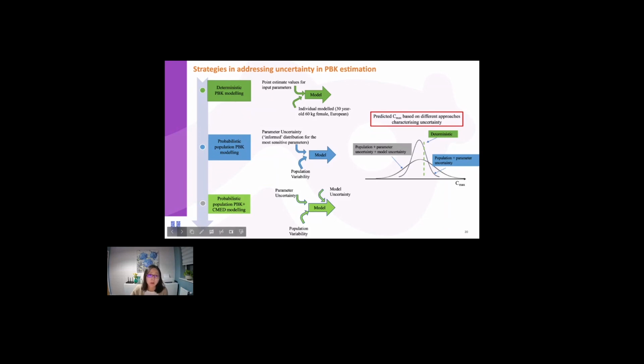However, if we account for parameter uncertainty as well as population variability, we can get a distribution on the Cmax prediction that has better coverage. But then an even higher level of strategy would be to also account for the model uncertainty. By doing so, we will get an even larger distribution. Then we are also more confident with our Cmax prediction.